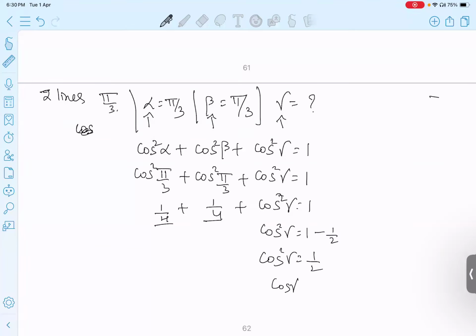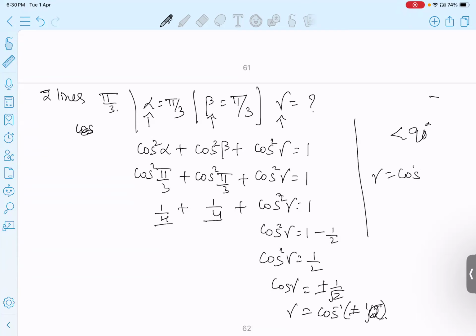So cos gamma can be written as plus or minus 1 by root 2. So gamma will be cos inverse of plus or minus 1 by root 2. Now, since in the question they have specifically mentioned gamma is acute, in the sense less than 90 degrees, we have to go for the positive only. So cos inverse 1 by root 2. For what angle will cos be 1 by root 2? So gamma will be pi by 4.